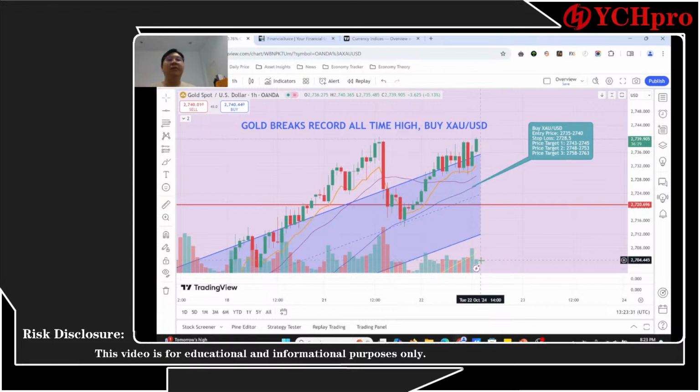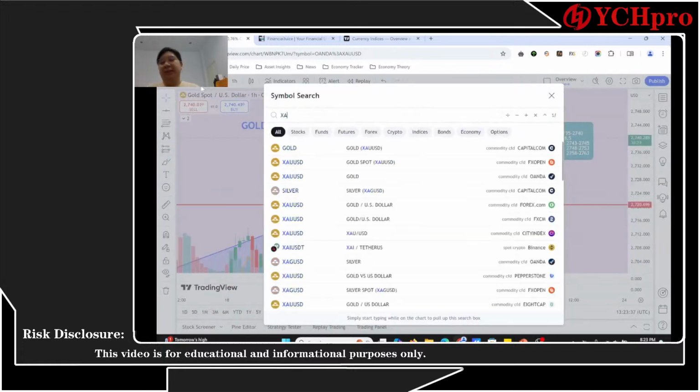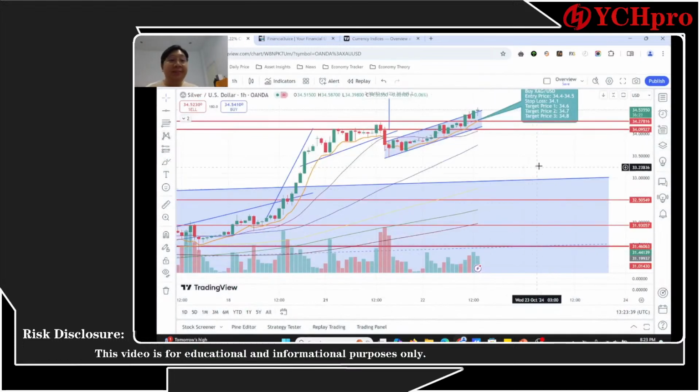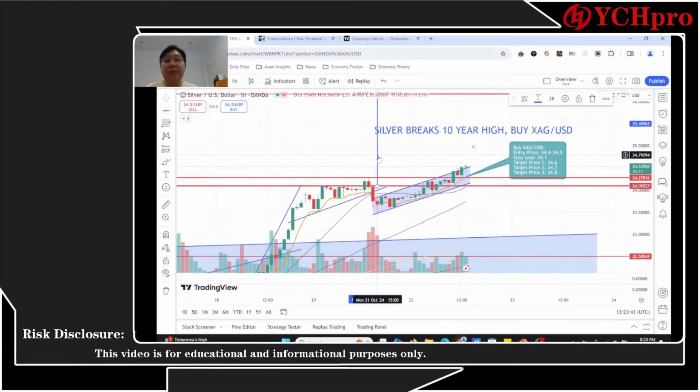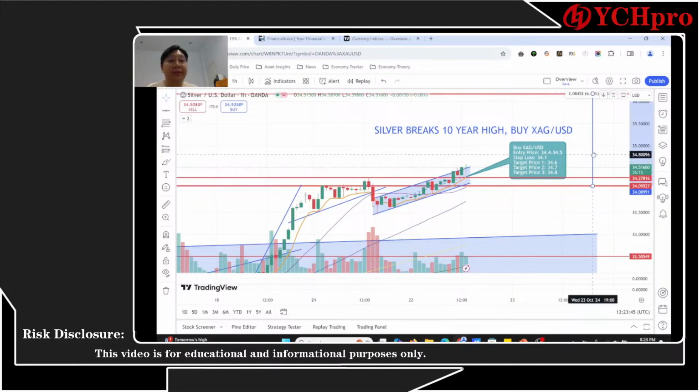So for now, gold has been pretty much acting well, and silver prices, I believe that it's also the case. Maybe I'll be just moving this because it's a bit of a nuisance, guys.